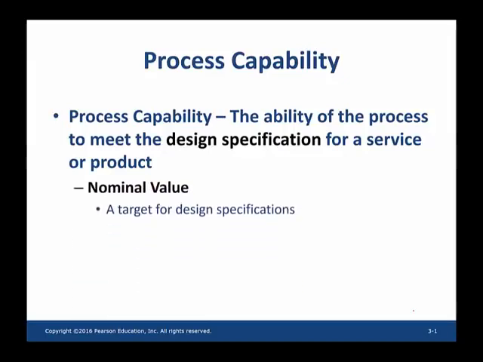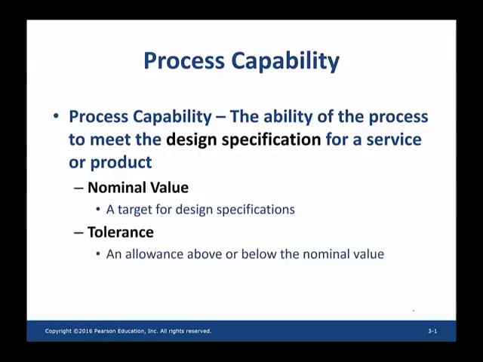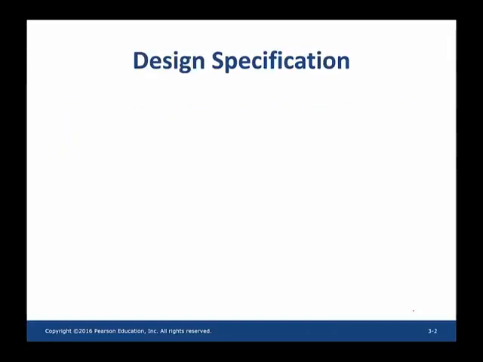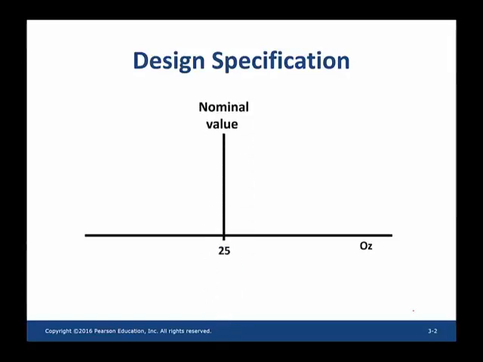The nominal value is a value that is targeted by a process. A tolerance is an allowance given. An example of how design specification works: I'm supposed to make a 25-ounce water bottle. So the nominal value in this case is 25 ounces. I give myself a tolerance when I produce this water bottle. So I cannot go below 20 ounces, and that is my lower specification.